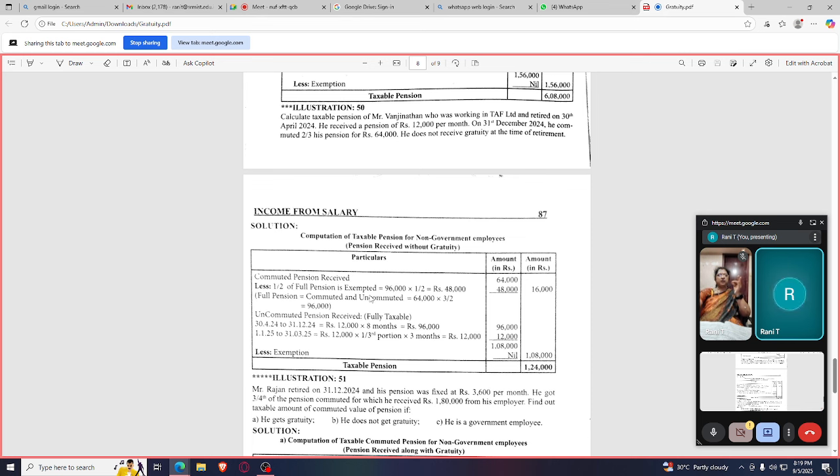Please learn without confusion. Okay, so here 64,000 is the commuted pension received. And what is the exempted formula? One provision is 1/2 of full pension exempted. So how will you find out the full pension? Here if 2/3 is 64,000, what is 3/2?